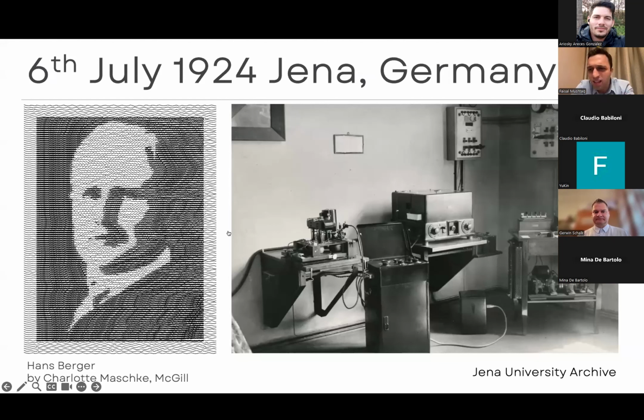You've already seen this slide if you joined yesterday from Pedro Valdez Sosa. All I will do here is flag this portrait on the left-hand side, which is created by a PhD student at McGill University, and is actually a combination of waveforms to create the profile of Hans Berger. If you would like to try out and recreate some of EEG's historic figures, you can download the script and create your own portraits. It's quite an impressive piece of work from Charlotte Maschke. So thank you, Charlotte, for submitting that.